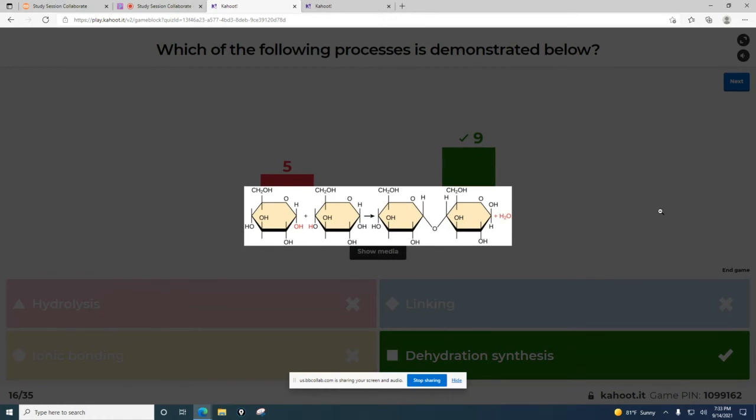Okay. So what you really need to focus on is, are we creating something bigger, or are we breaking up something that's big into smaller units? If we're making something bigger, that's dehydration synthesis. If we were going this way, adding water to this and breaking it up into 2 monosaccharides, that is hydrolysis, because we're adding water to break things up.